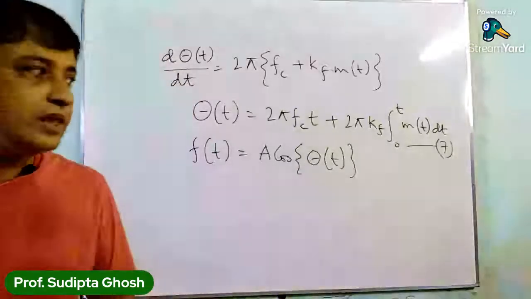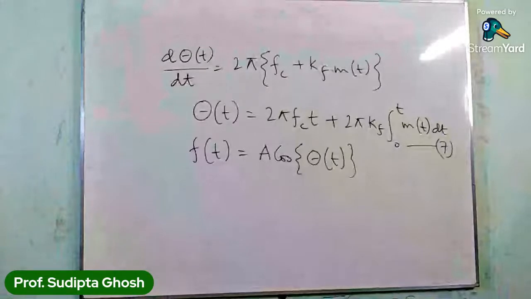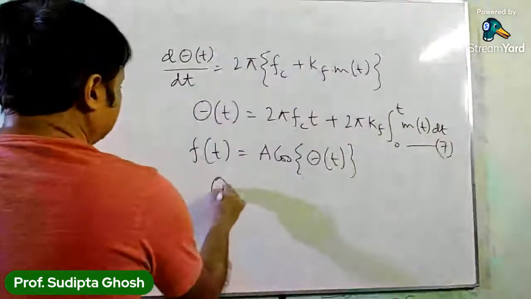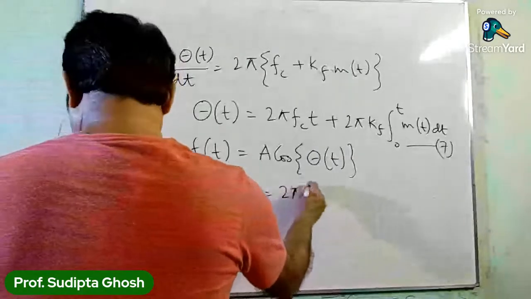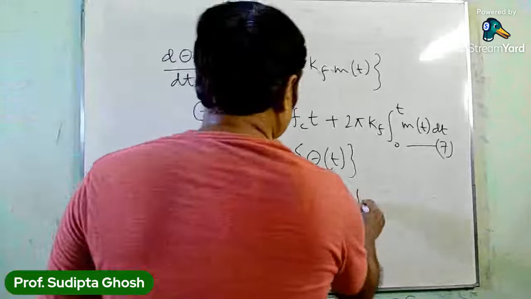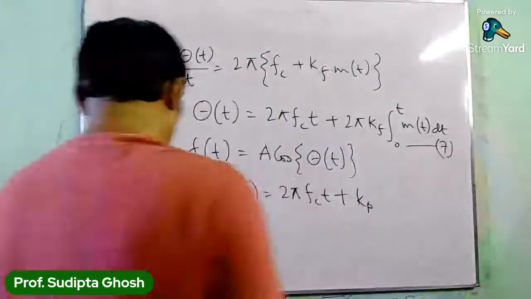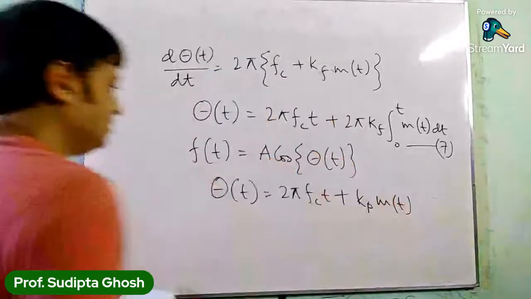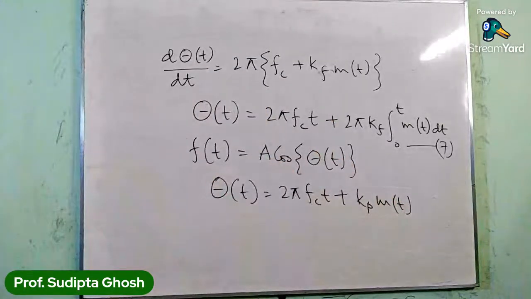So now, what will be the value of θ(t)? θ(t) will be 2π fc t plus kp into m(t). Here θ(t) for the phase modulation can be written as 2π fc t plus kp into m(t), and kp here determines the phase change per voltage of modulation that the PM modulator being used produces.